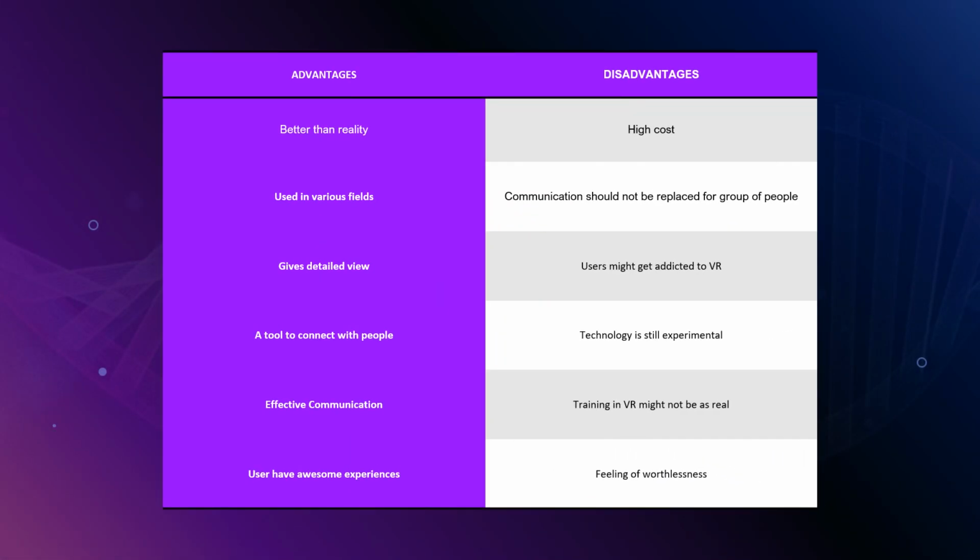Okay, so now we'll be discussing the advantages and disadvantages of VR. So first off, we have better than reality. What do I mean by better than reality? For example, the visuals seen in VR are far better than reality, which means it is much clearer.